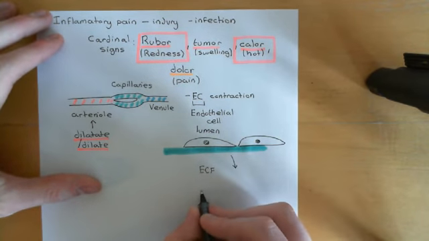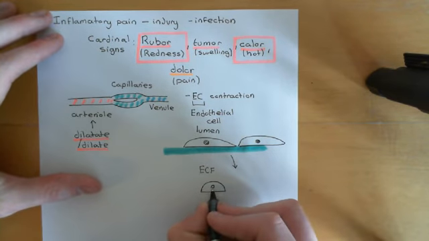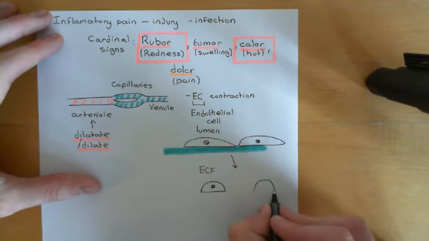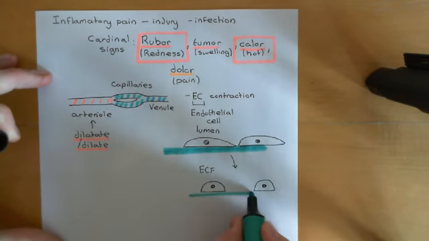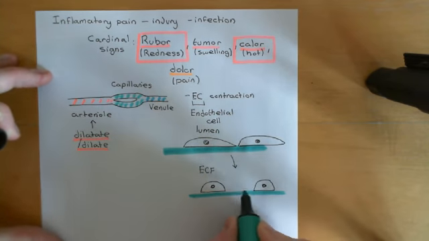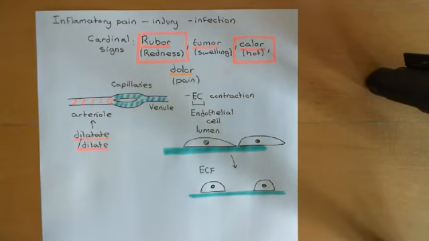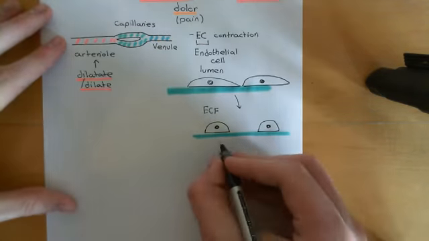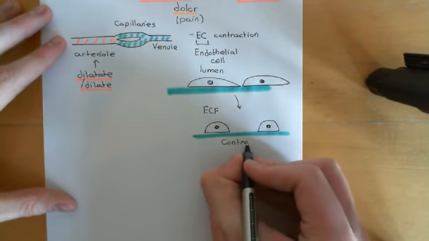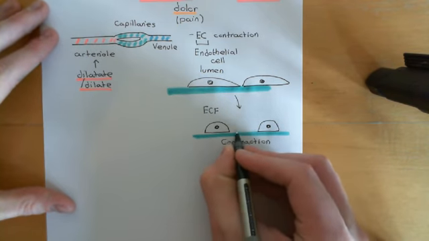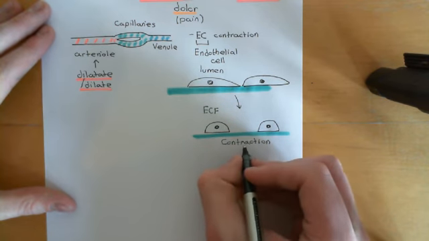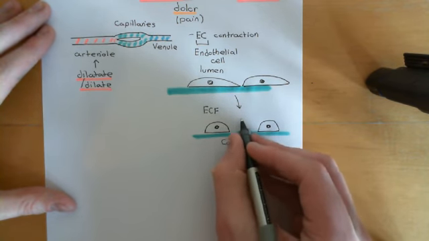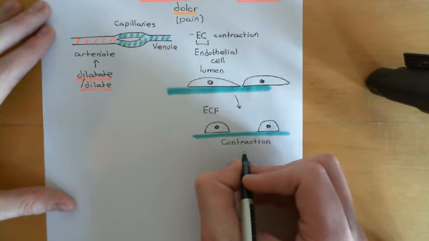Let me show you what's going to happen. They literally are going to contract. They're going to withdraw their peripheral aspects, and it's going to start looking like this. They're going to open up big gaps between the endothelial cells, and it probably is a little bit over-exaggerated what I've shown you here, but this gets the point across. The endothelial cells contract, and this opens up new spaces in the walls of the capillaries and the venules, and now fluid and proteins can move out of these blood vessels and into the extracellular fluid.